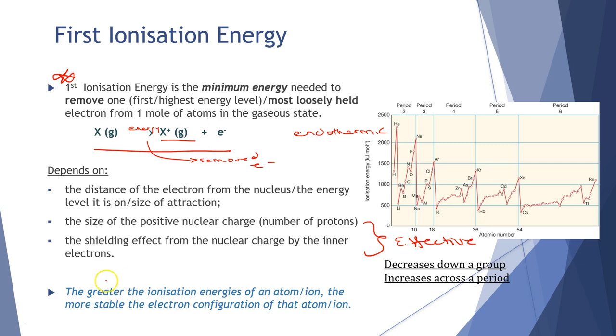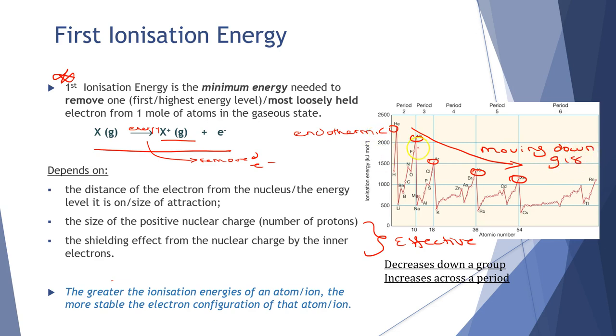What this means is, the greater the ionization energy of an atom, the more stable the electron configuration. As we move across the period, we head towards the noble gases. The more stable our electron configuration, the harder it becomes to remove an electron from that atom. The noble gases are the peak of our ionization energy, and this decreasing trend that we see here is due to the fact that we are moving down group 18.